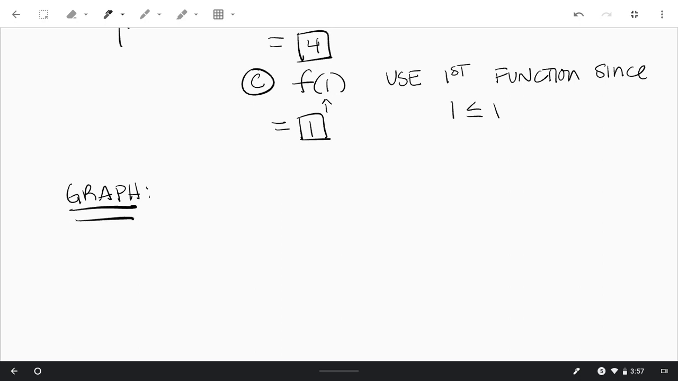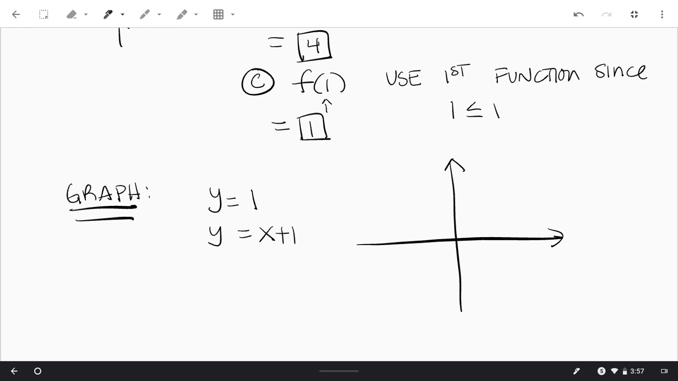Okay, so we're basically graphing y equals 1 and y equals x plus 1. And we're transitioning from one graph to the other graph at x equals 1. So right over here, this is where it's going to change. So y equals 1 is for x values less than or equal to 1, and this one is for x values greater than 1.